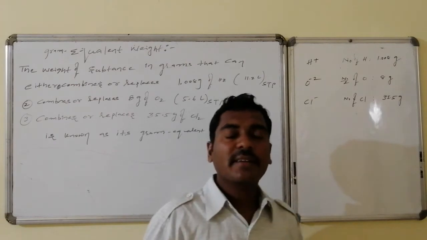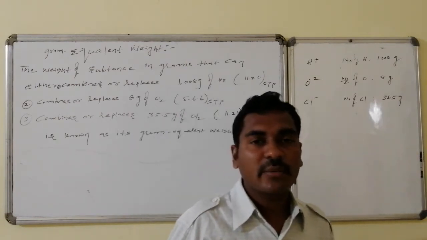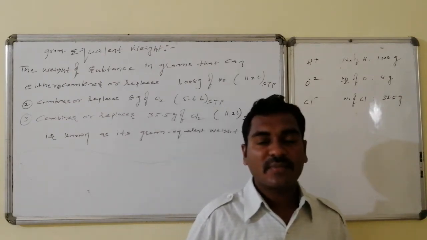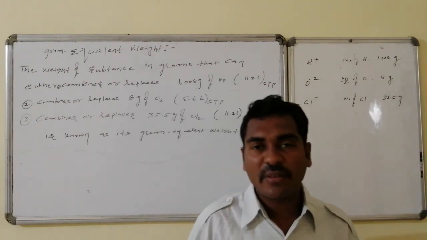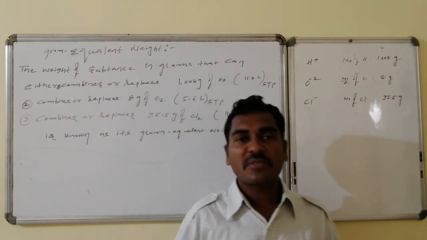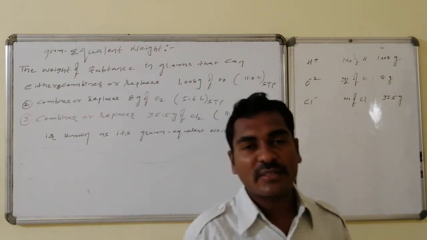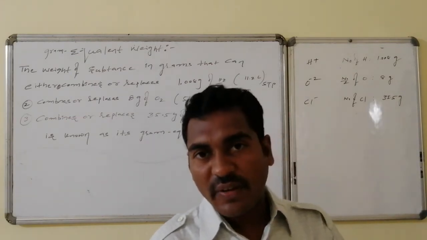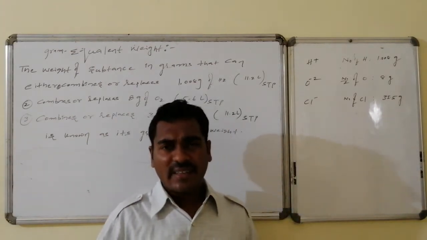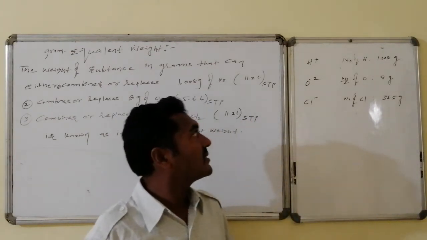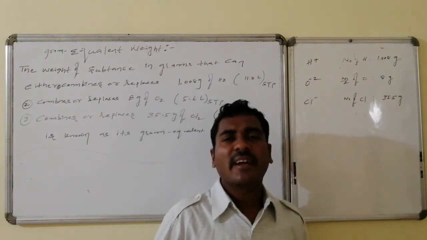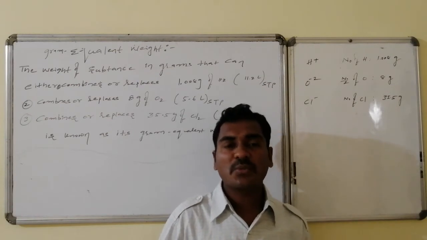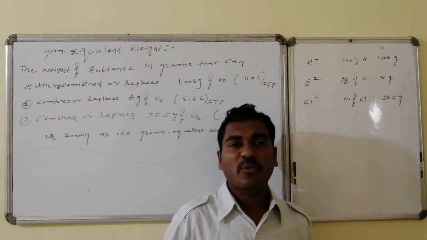Why we are defining this gram equivalent weight in terms of hydrogen, oxygen, and chlorine is that these are very reactive elements. Most elements and most compounds generally combine with these particular elements. Therefore, on behalf of reactivity, these are taken as reference to define the gram equivalent weight. Let us have an insight into the definition. Generally hydrogen is present in the form of H plus, oxygen is present in the form of O minus 2 in the ionic form, and chlorine is more electronegative.